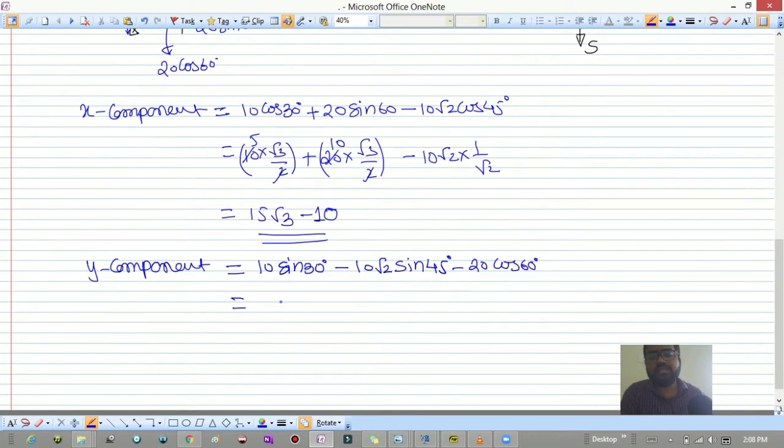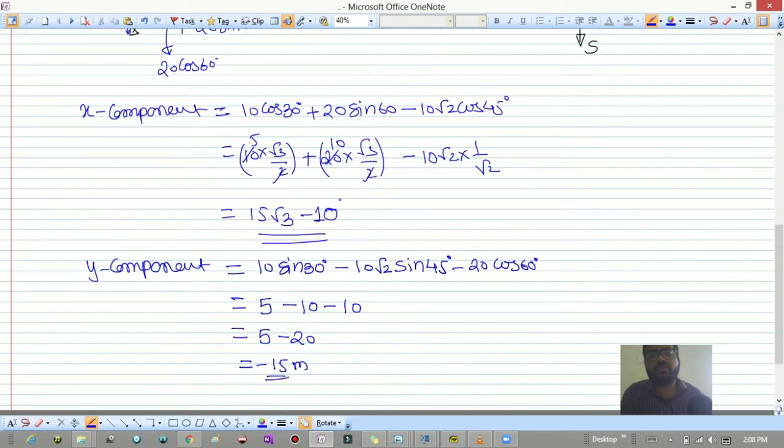10 sin 30 we have is 5, because sin 30 is 1 by 2. 10 root 2 sin 45 we have is 10, because sin 45 is 1 by root 2. Minus 20 cos 60, cos 60 is 1 by 2, so you will get 10. So we have 5 minus 20, you will get minus 15 meter.